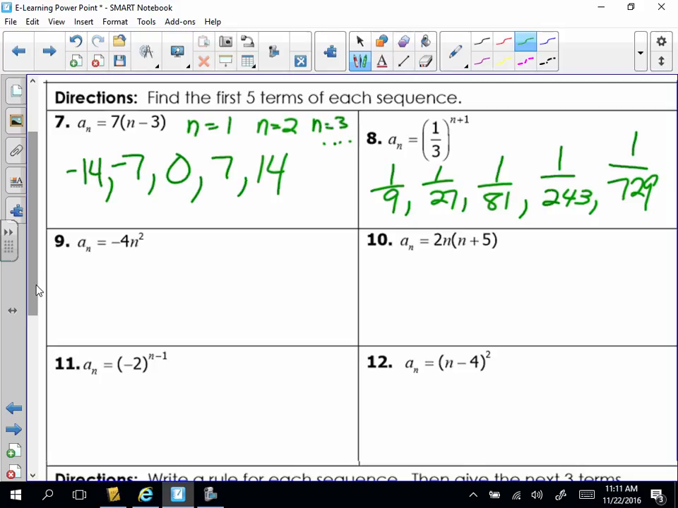1 squared is 1 times 4 is negative 4. 2 squared is 4 times negative 4. It's going to be negative 16. 3 is 9 times negative 4 is negative 36. 4 would be 16 times negative 4 is negative 64. And you put 5 in there, you get a negative 100.